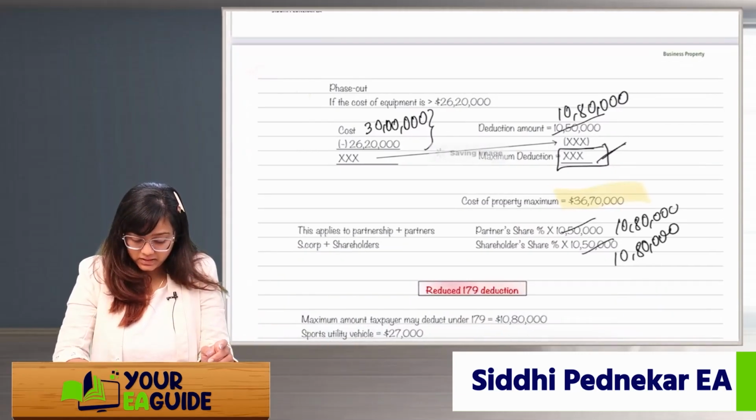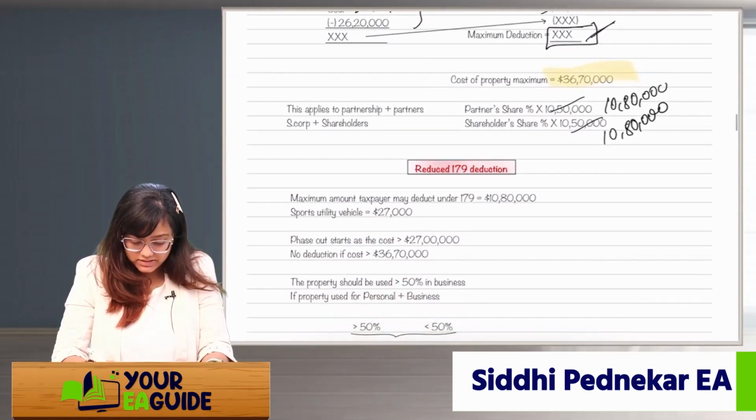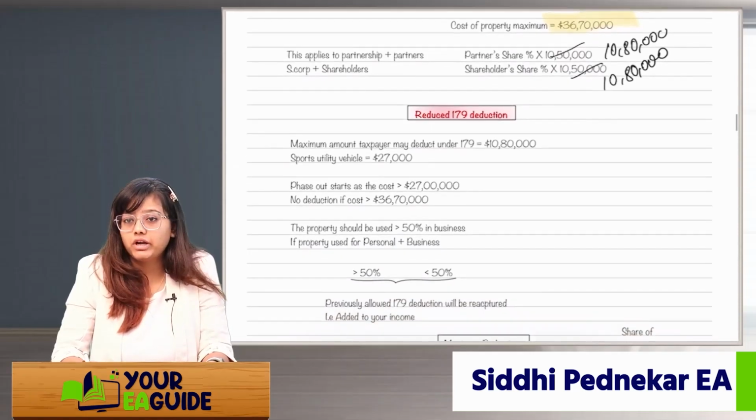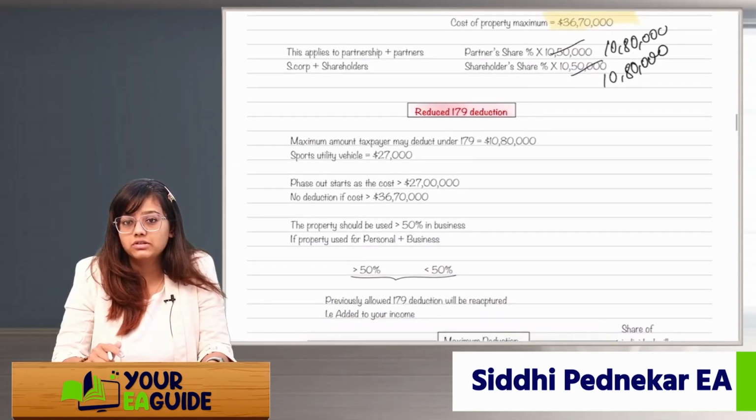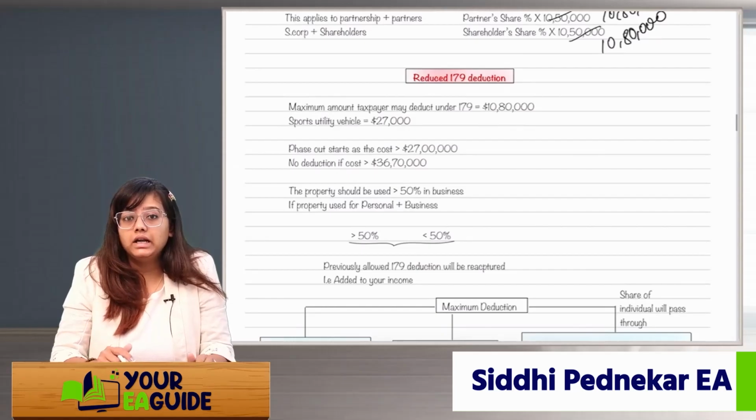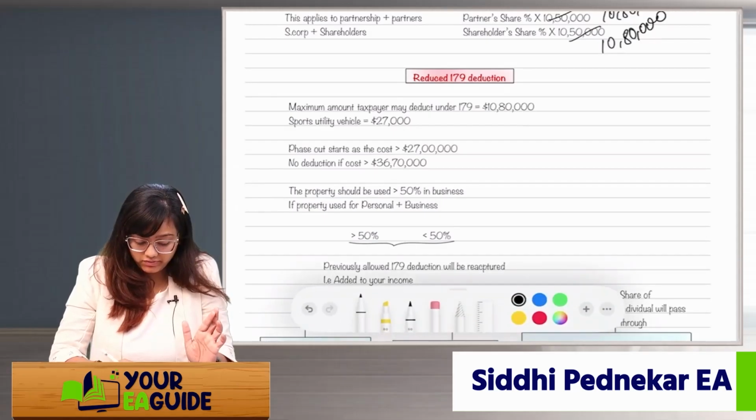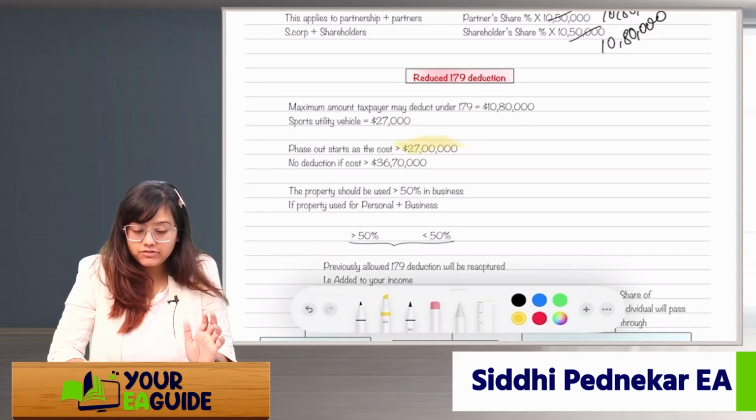Next, this 179 deduction will be reduced, the same thing as what we have done just above. The 10 lakh 80,000 is the maximum. If it's a sports utility vehicle, it's 27,000. And it will be phased out if the cost is more than 27 lakh. In case of a sports utility vehicle, the phase out limit will start from 27 lakh.